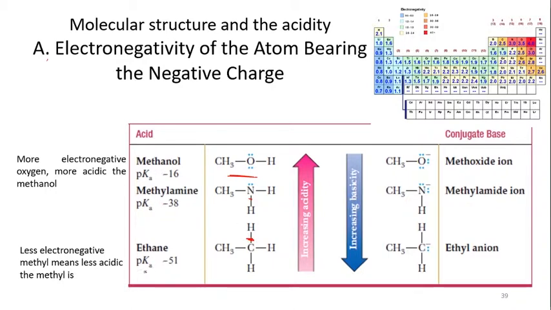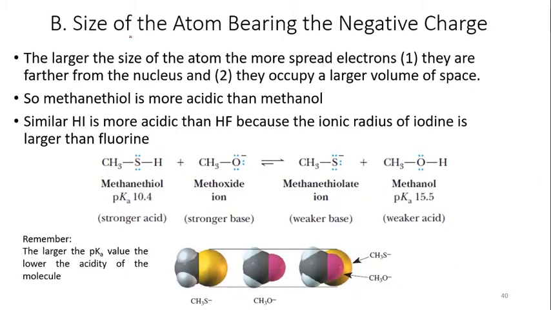If we look at the pKa values, we can see that for ethane it is approximately 51, for methylamine it is 38, and for methanol it is 16. Like I said before, increasing the pKa value decreases the acidity. This is why methanol has the higher acidity, due to the presence of the highly electronegative oxygen compared to methylamine and ethane.